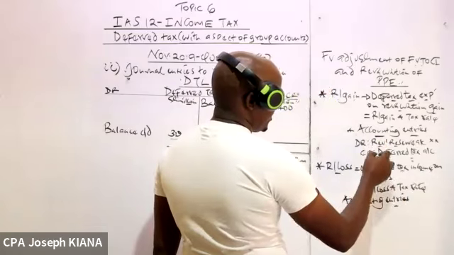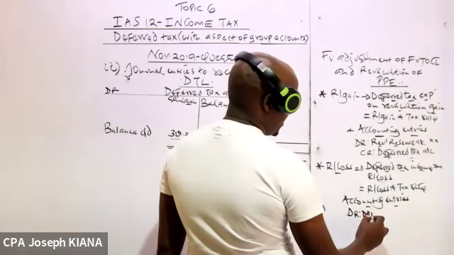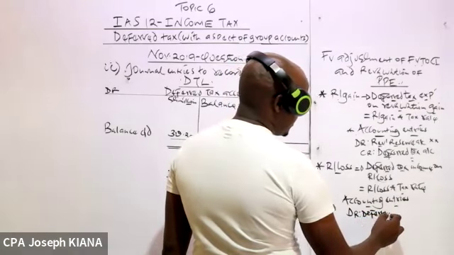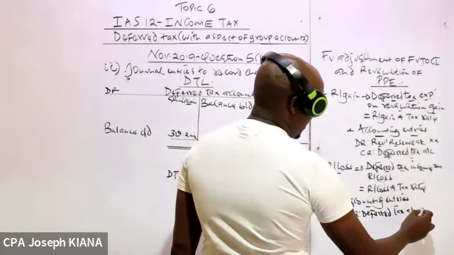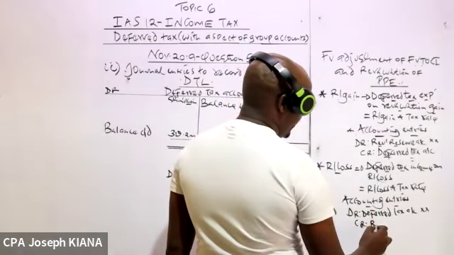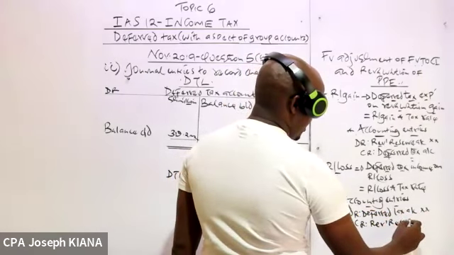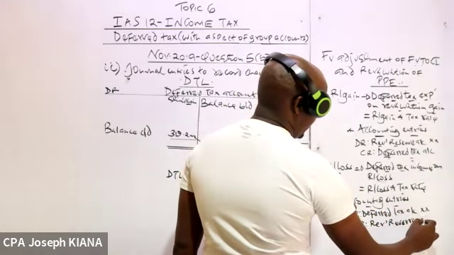So we just reverse this one. We debit the deferred tax account, and then we credit the revaluation reserve account.